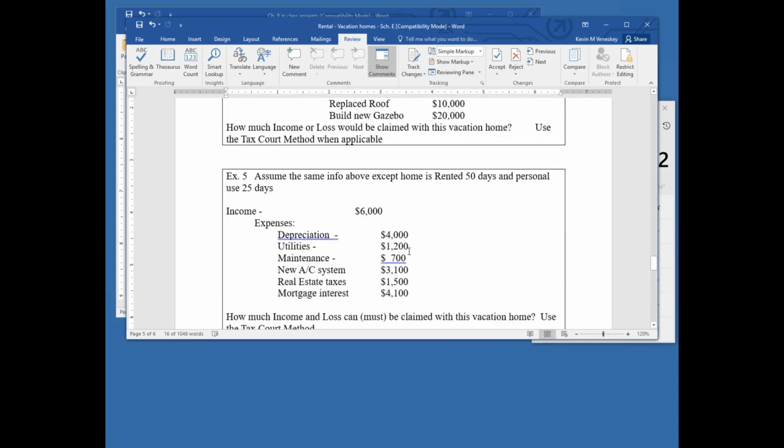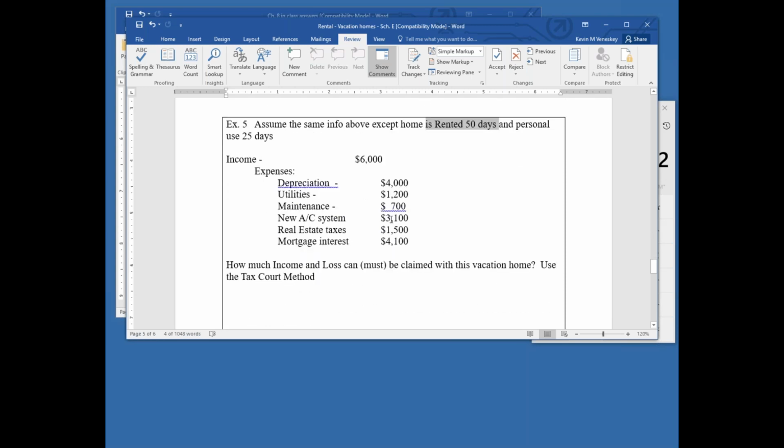All right, so in example 5, we've rented the house 50 days, personal 25 days, so a much smaller percentage thing instead of the 200 and 250. I got my income and expenses here, what can be used, what can't be used, you have to decide. And then using the tax court method if we need to. And we're going to assume again that this person does itemize. So now that you kind of know how to do this, take 5-10 minutes and see what you get on example 5 using both methods.